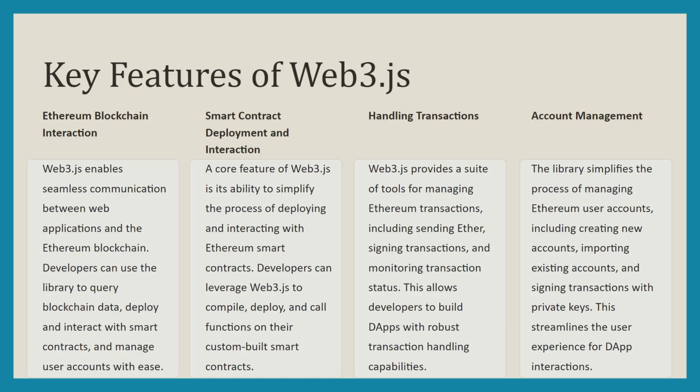The first would be Ethereum blockchain interaction. What Web3.js does is it enables seamless communication between web applications and the Ethereum blockchain. Developers can use the library to query blockchain data, deploy and interact with smart contracts, and manage user accounts with the utmost ease. Next is smart contract deployment and interaction. A core feature of Web3.js is its ability to simplify the process of deploying and interacting with smart contracts. Developers can leverage Web3.js to compile, deploy, and call functions on their custom built smart contracts.